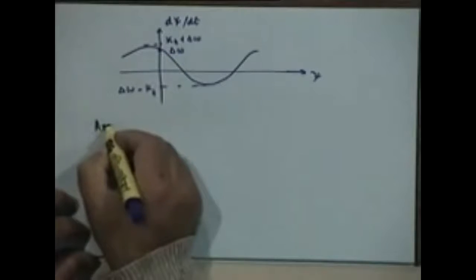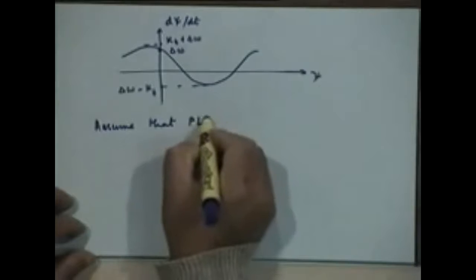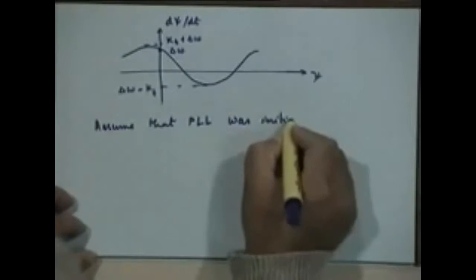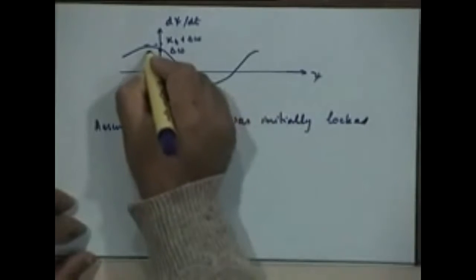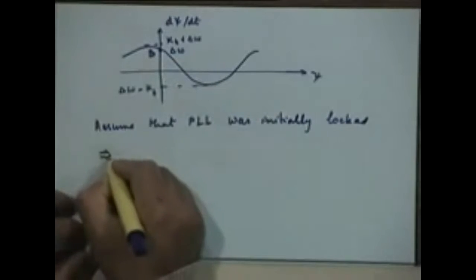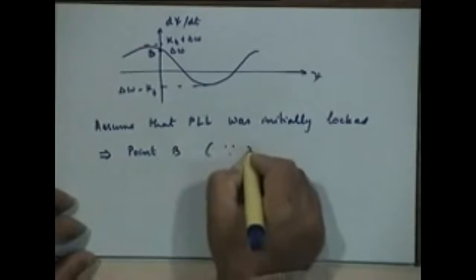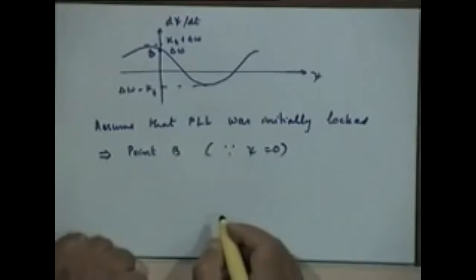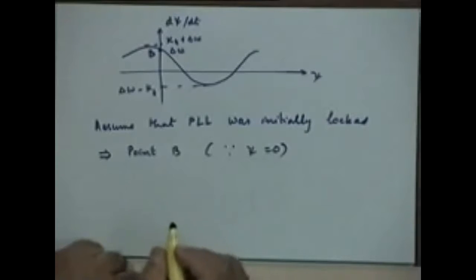So, assume for our discussion now that the PLL was initially locked. So, you were at this point, let us call this point B, because at that point psi was 0, the phase error was 0, right. Now, what will happen?